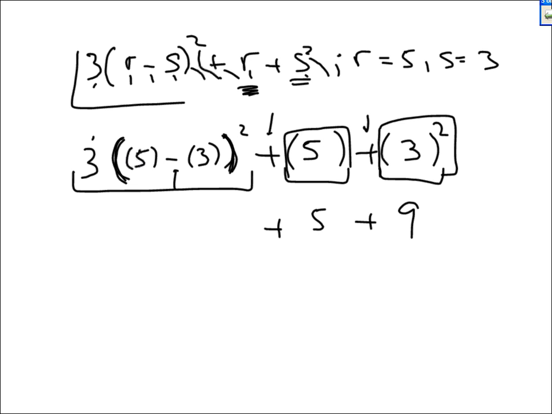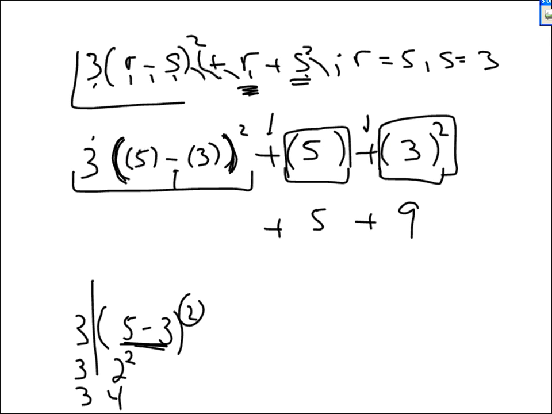The first term that's a little bit harder is 3 times 5 minus 3 squared. It's 3 times what's in the bracket squared. Well, 3 is 3. What I'm squaring is what's in the bracket. What's in the brackets is 2. 2 squared is 4. So it's 3 times 4, or 12. 12 plus 5 is 17. Don't forget to write down plus 9. And 17 plus 9 is 26.